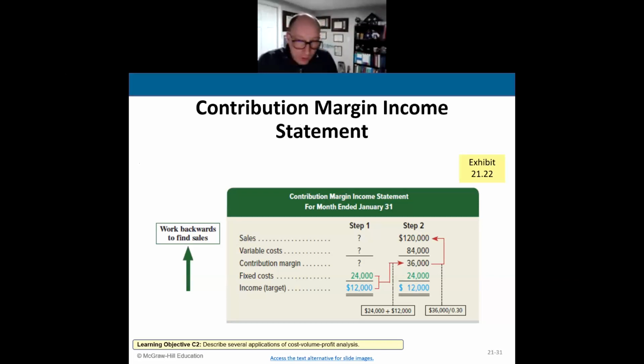My target income, I want to be able to generate $12,000. I know that my fixed costs are $24,000. $24,000 plus the 12 tells me that my contribution margin should be $36,000. If I know that my contribution margin is $36,000, that tells me how much I should be selling. Sales minus variable costs equals contribution margin. So it's just a matter of working backward.